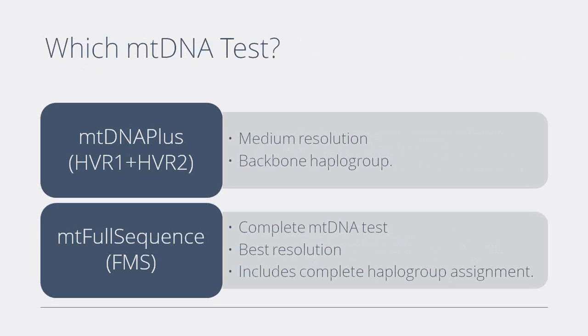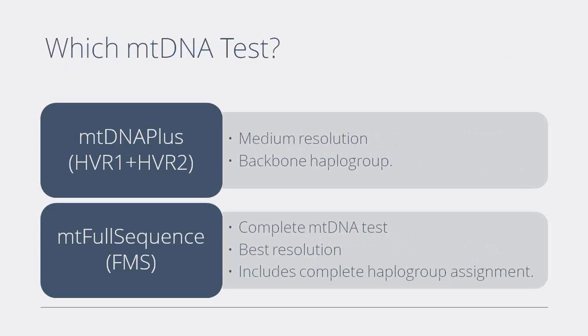If you're looking at which mtDNA test, it's probably pretty obvious that the mtDNA Plus is going to be more of a medium resolution test. You'll get what's known as your backbone haplogroup, your major haplogroup A, B, C, D, et cetera. The full sequence test is the complete mtDNA test, the best resolution you're going to get for mtDNA, and it also includes a more detailed, more complete haplogroup name.